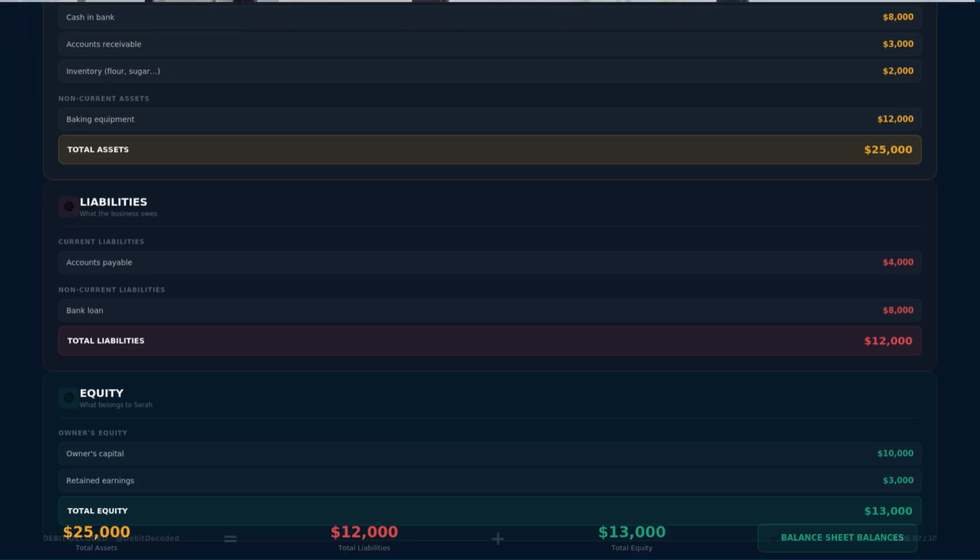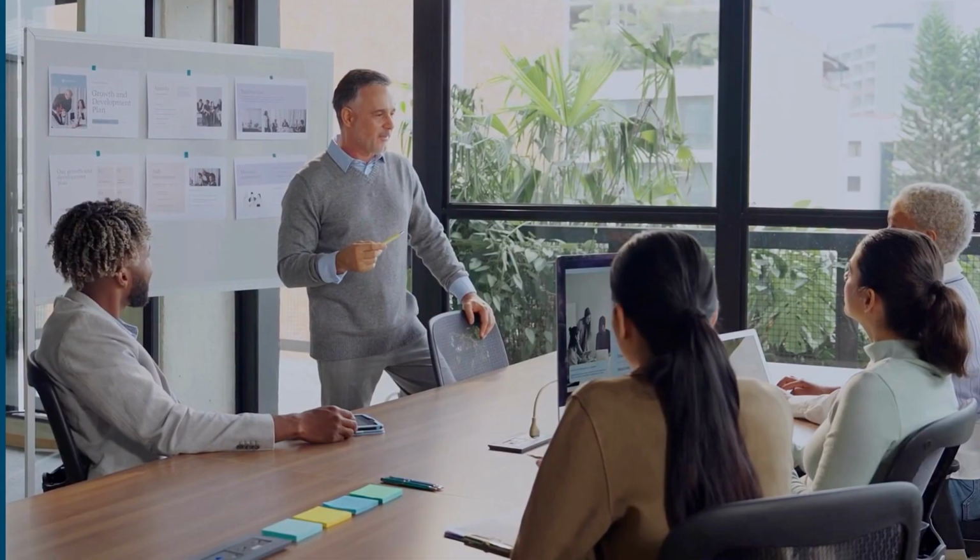Now let's check. Total liabilities plus equity, $12,000 plus $13,000, equals $25,000. And total assets are also $25,000. It balances perfectly. What does this tell us about Sarah's business? She has $25,000 in assets. She owes $12,000 in debts. And the owner's stake in the business is $13,000. That is a healthy-looking balance sheet.